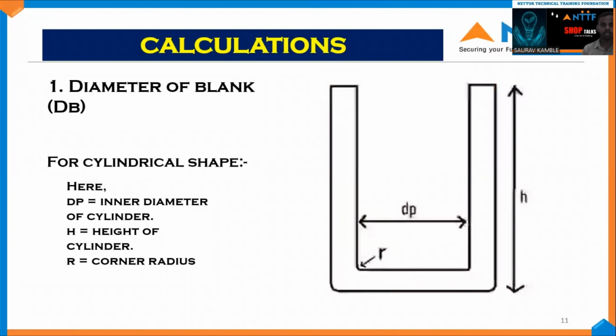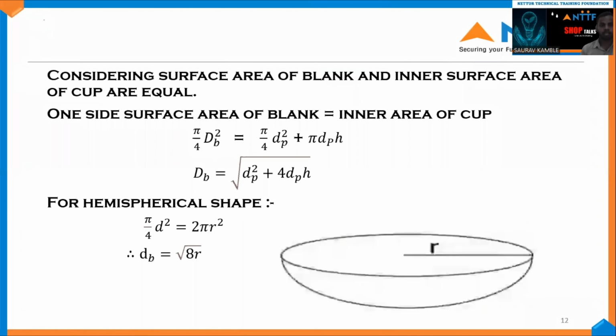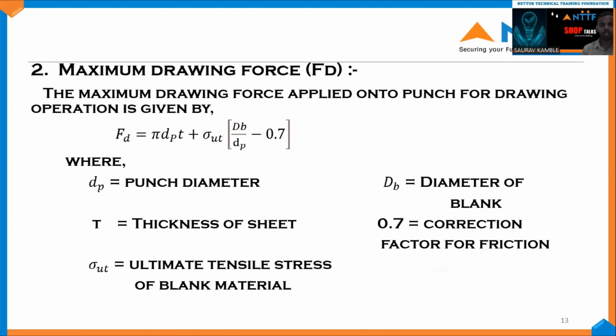Now starting with calculations. First, how to calculate the diameter of the blank. In this, dp is the inner diameter of the cylinder, h is the height of the cylinder, and r is the corner radius. Considering the surface area of the blank and the inner surface area of the cup are equal, we get the diameter of the blank is equal to the square root of dp square plus 4 dp h. And for a hemispherical shape, we get the diameter of the blank is equal to the square root of 8r.